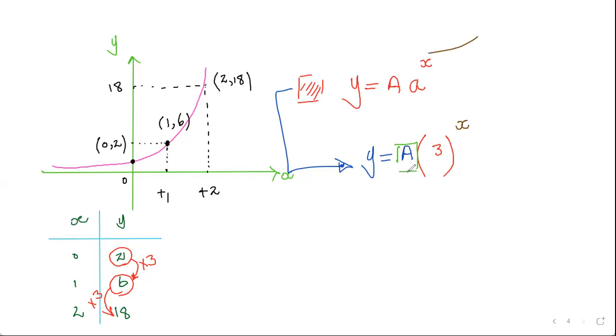X and y, they are part of the function. But we need to know a, because the exponential function is made from the coefficient a and the base. How to find the a? I say step number 2. I randomly select the point.